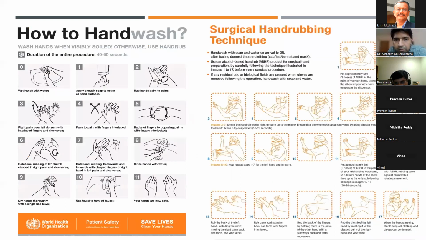Go on, Praveen. WHO also advises water scrub when the hands are visibly soiled. Otherwise, you should use the hand rub. Correct. This is the procedure for the hand wash with water, and these are the steps for the hand rub. They are the same. Six steps, six times.